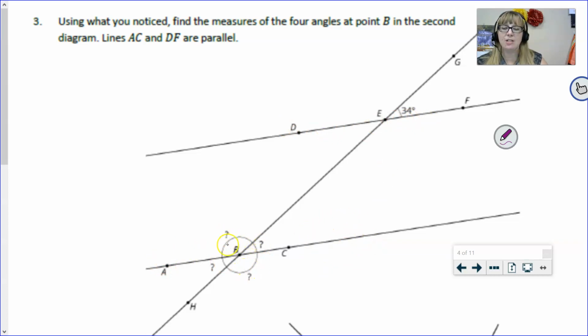It might be challenging to jump right into these angles surrounding B, so take a baby step. Now that we know that this is 34 degrees, can you find the remaining angles around here? Then use that information, just like we did in the last problem, and see if you can find the angles surrounding B. Pause the video long enough to answer these questions.